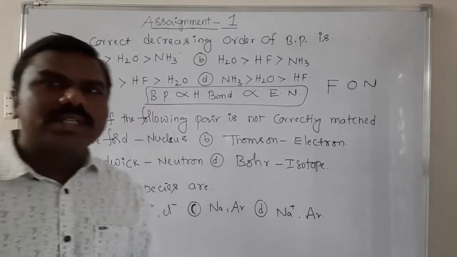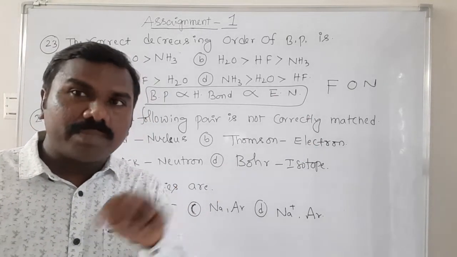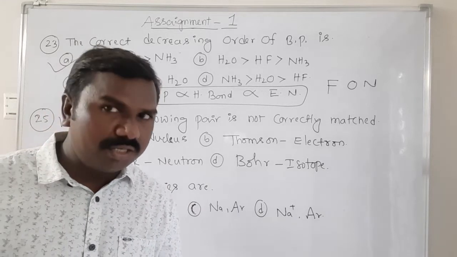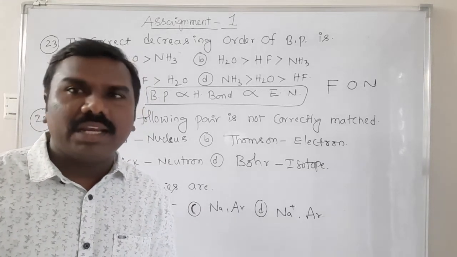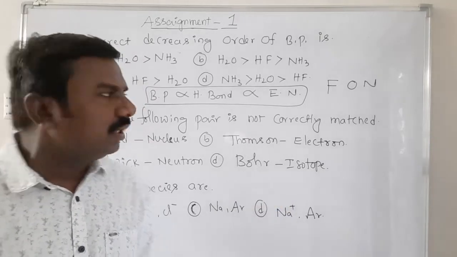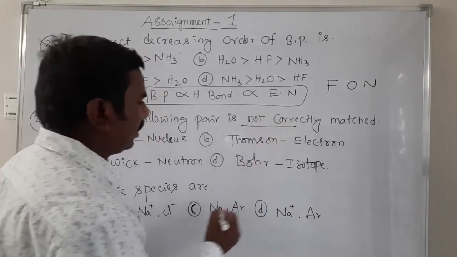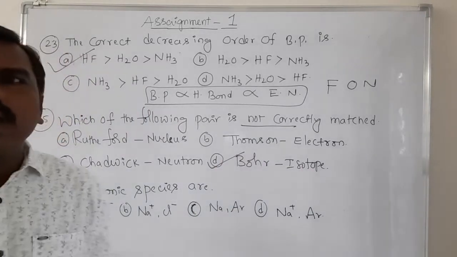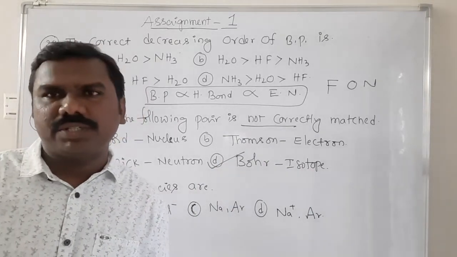Next, Bohr discovered circular paths, nothing but orbits, energy, radius, all he explained, spectrum also, but not isotopes. They are asking which is not correctly matched. So, option D is not correctly matched.